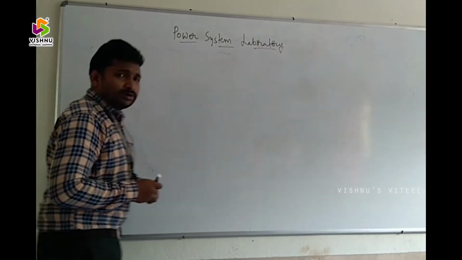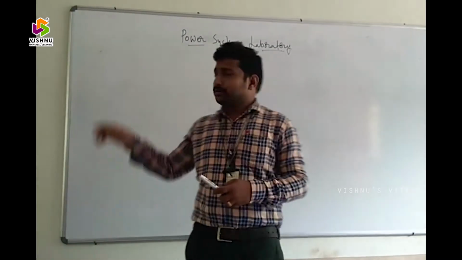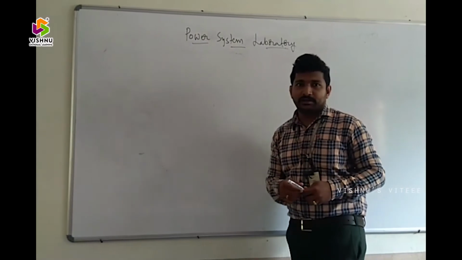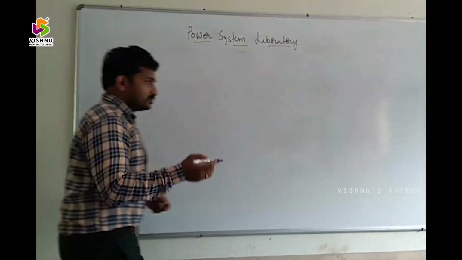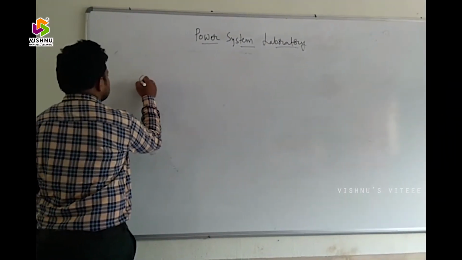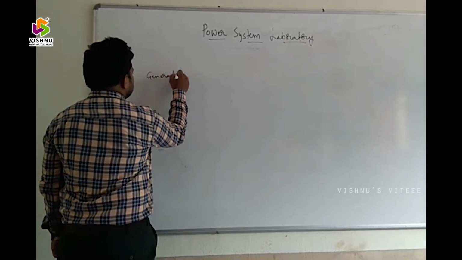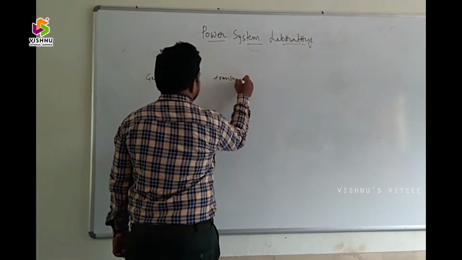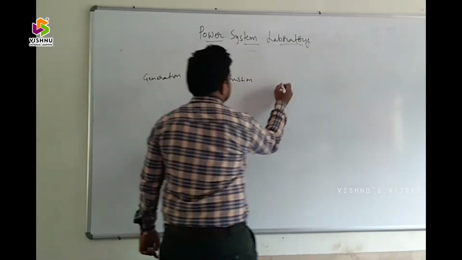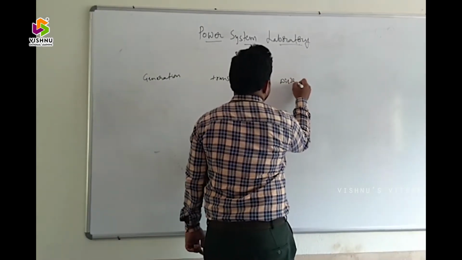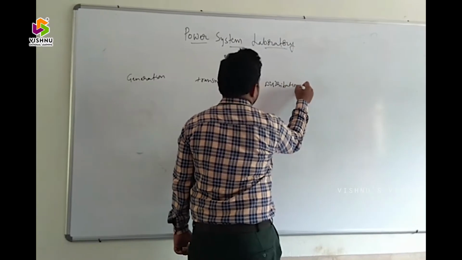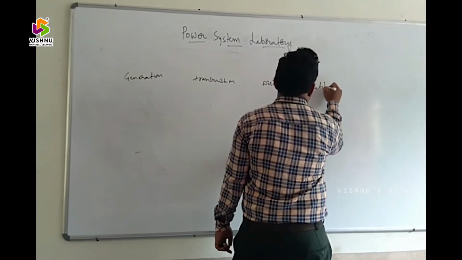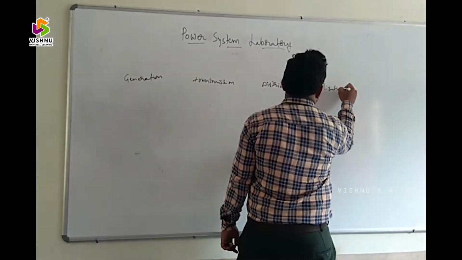Today we are going to learn some of the experiments in the power system laboratory. First of all, what is meant by power system? Power system basically consists of generation, transmission, distribution, and the last one is utilization.